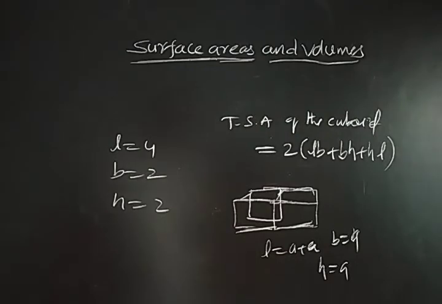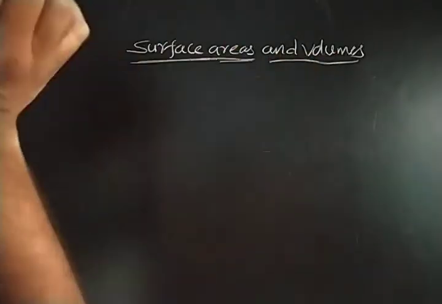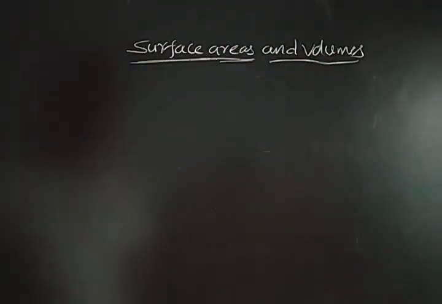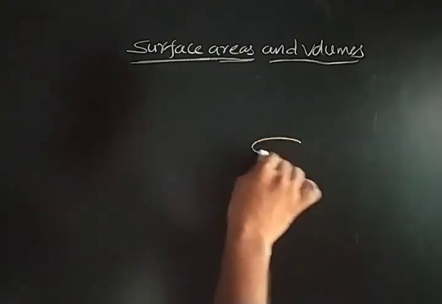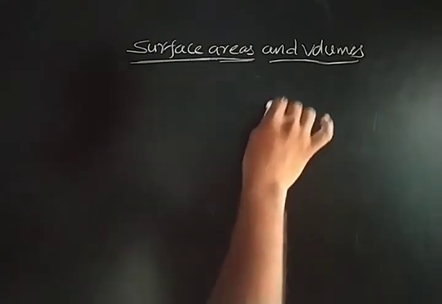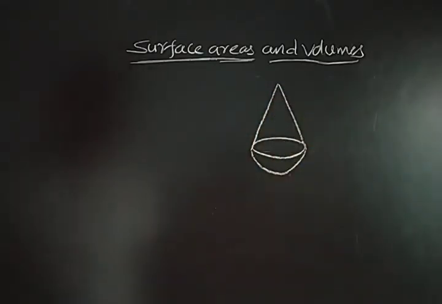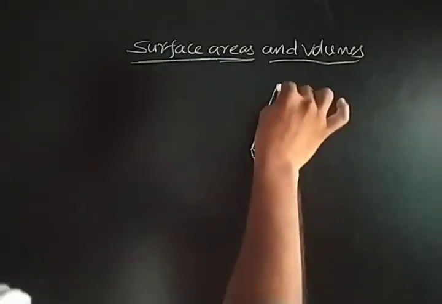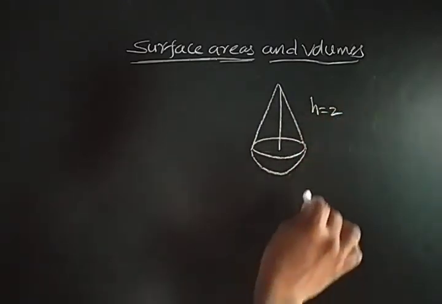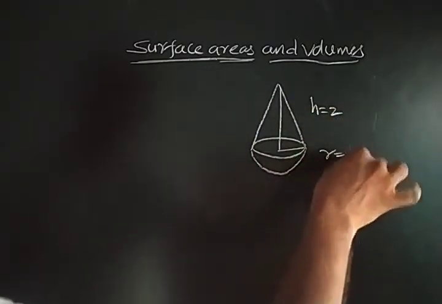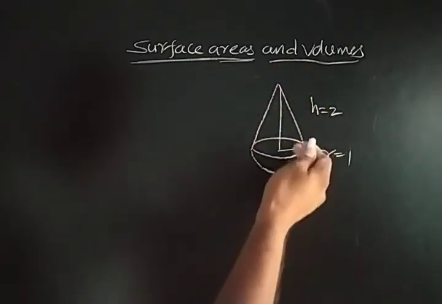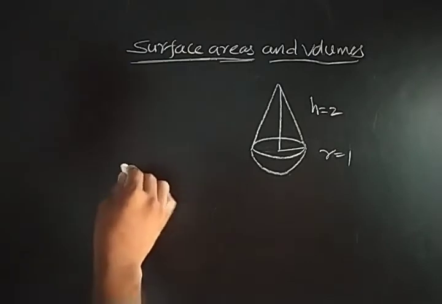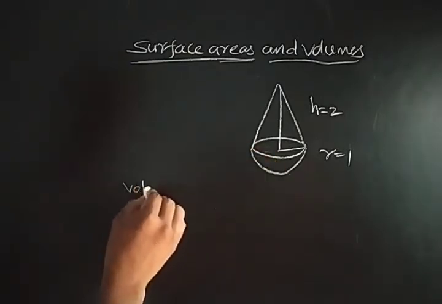Okay. Now let us discuss the volumes of combined solid figures. Suppose I am having one hemisphere and one cone surmounted on it. Now I need the volume of this total solid. Suppose I am giving H, the height of the cone, as 2 centimeters, and the radius of the hemisphere is 1. The base is common for both. Now I am going to find the volume of the solid.